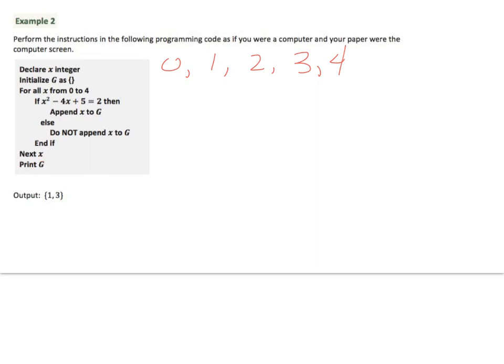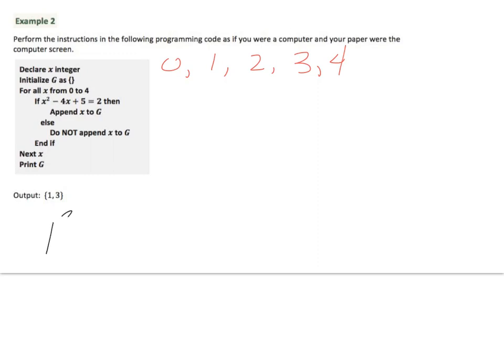So the computer is going to test each one of these integers in this equation, and if it makes a true statement, we're going to add it to the currently empty set g. If it doesn't, it's not going to do anything. It's going to end its program and start again. Cool? So the only things that it found true were the integers 1 and 3.